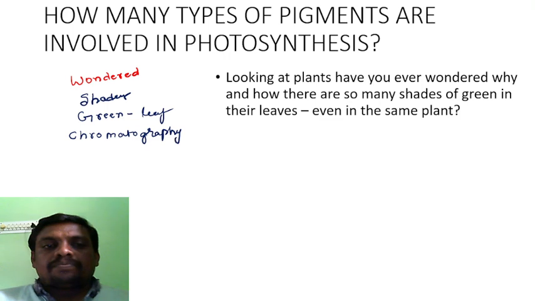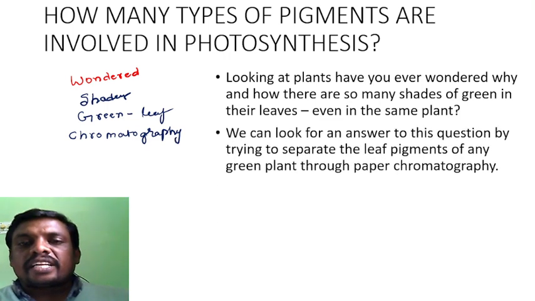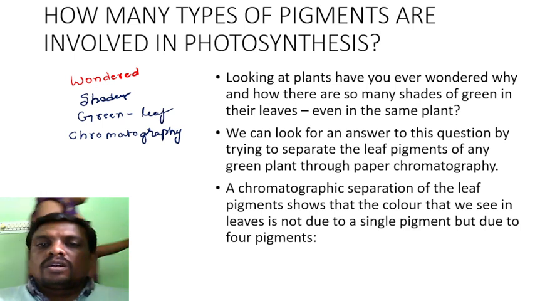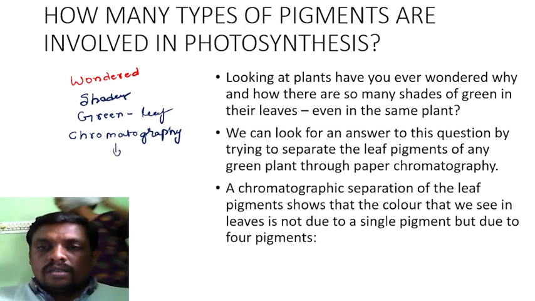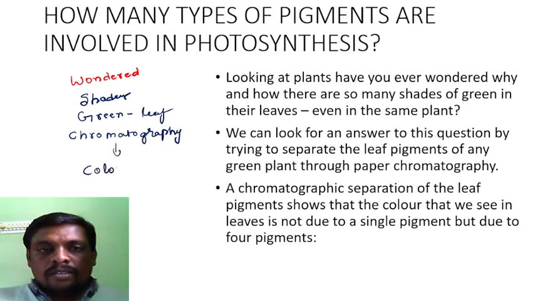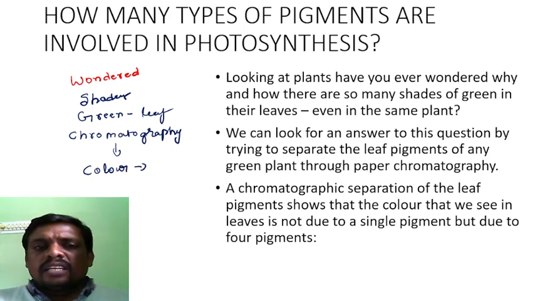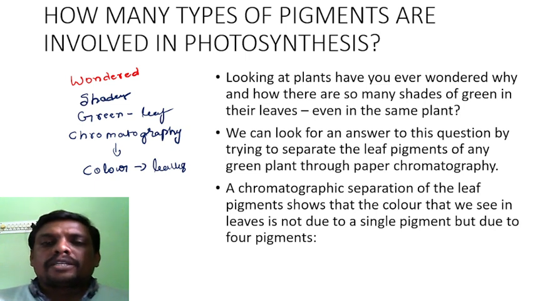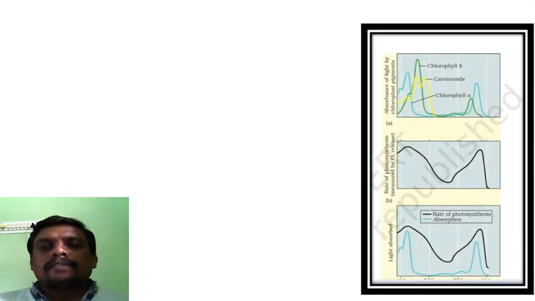This chromatography technique helps to understand that the various colors that we see in a leaf are not due to a single pigment but due to 4 pigments. What are the 4 pigments that are present in it?